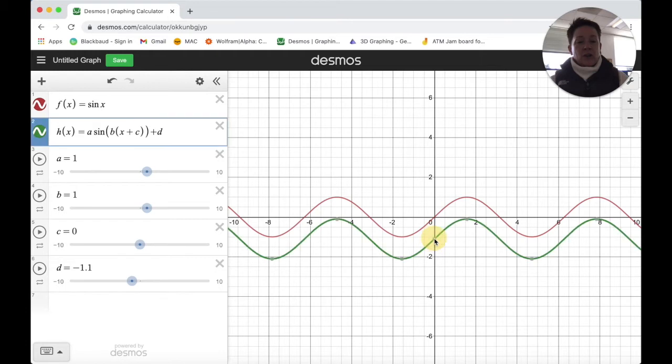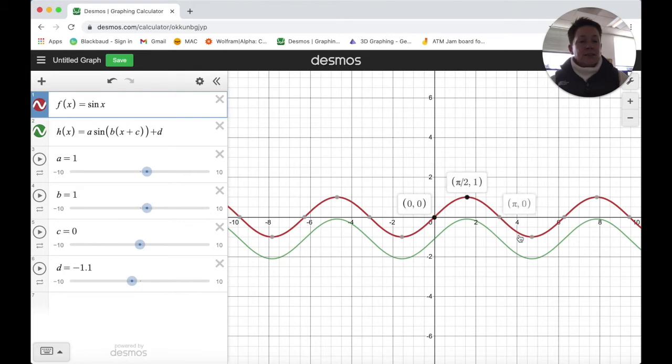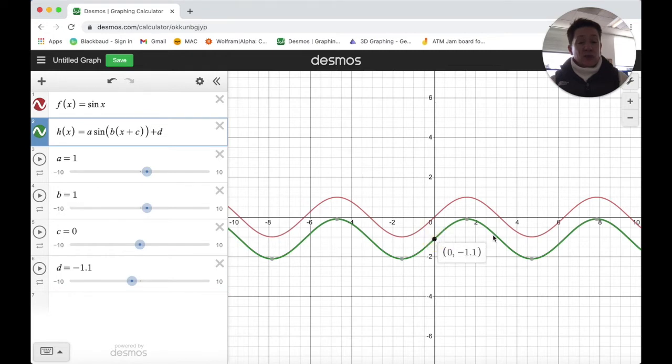Okay, so here the x-axis for the original one, for the parent one, kind of acts as what I call the midline. It cuts the graph in half. So whatever the D value is here, that's what your midline is going to be. So now everything is going to be relative to the negative 1.1, the y value.